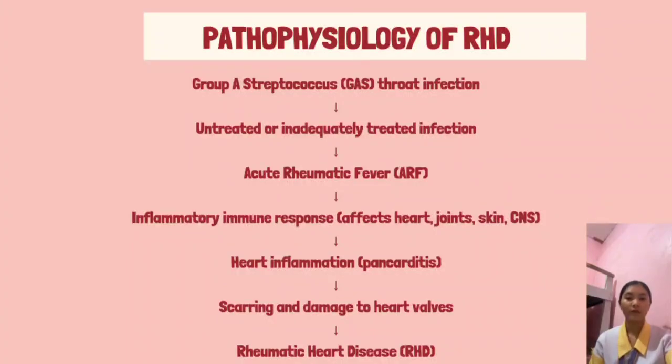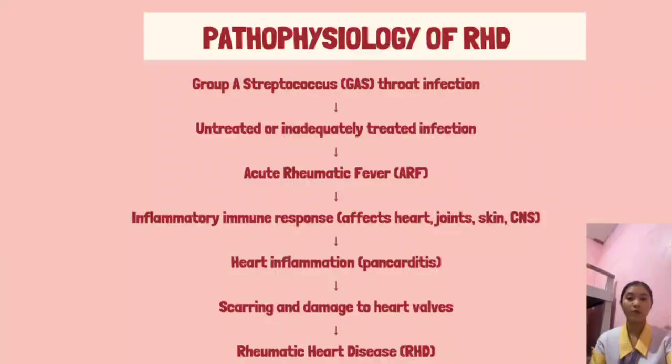So the heart valves, especially the mitral and aortic valves, are the most affected. So repeated inflammation causes permanent damage, leaving the valves thickened, scarred, and dysfunctional. Then we have scarring and damage to heart valves. Over time, the inflammation and immune attack lead to chronic damage and scarring of the heart valves. This scarring can cause stenosis and regurgitation.